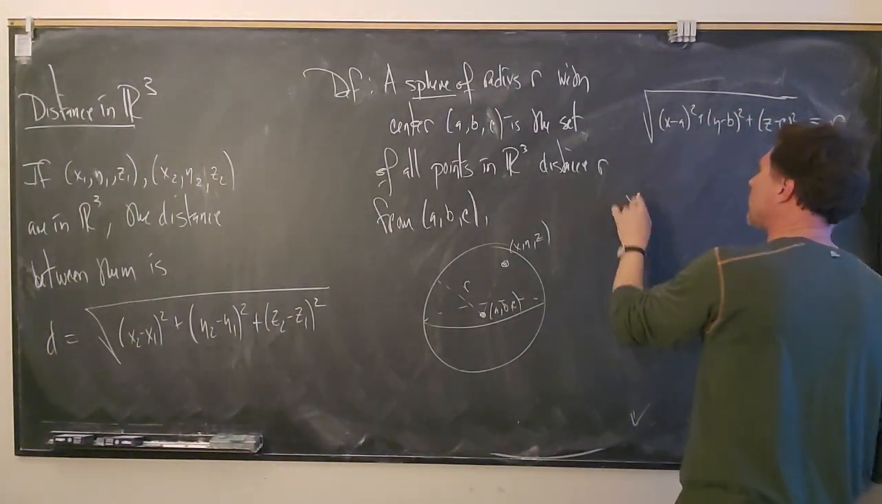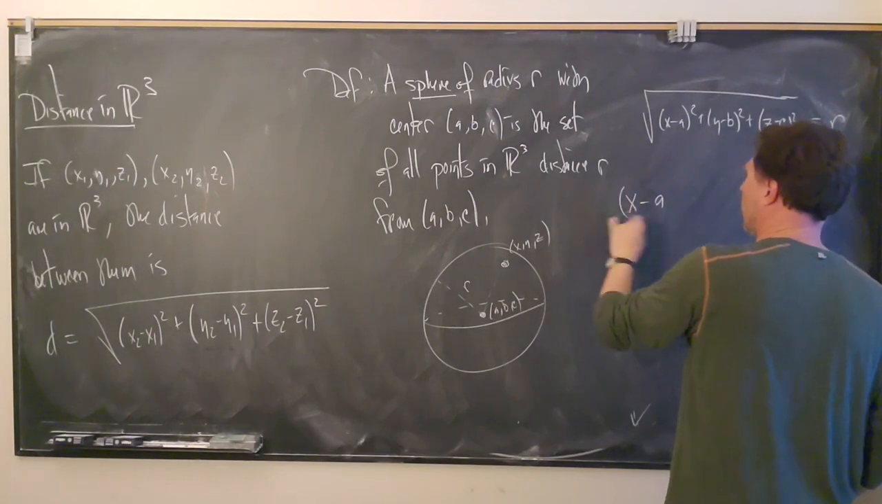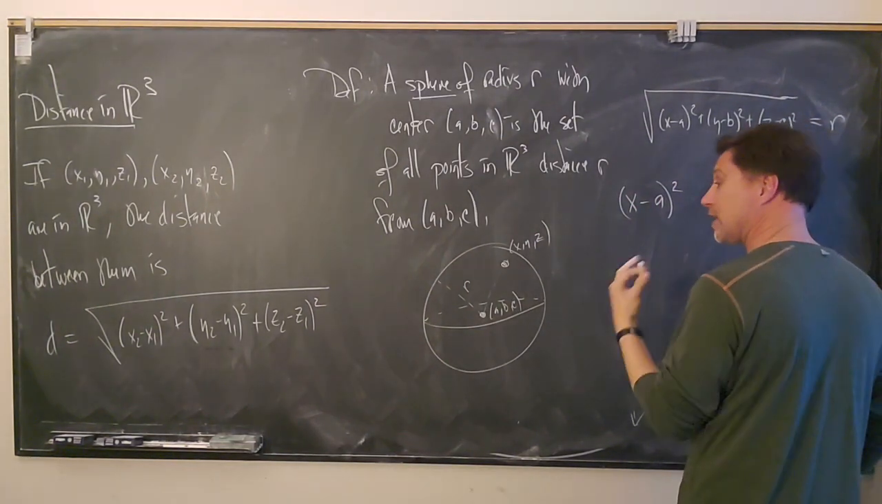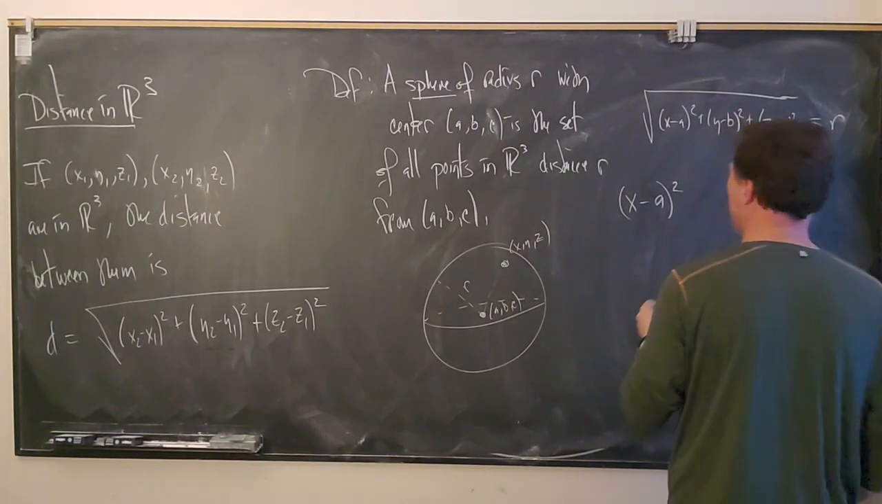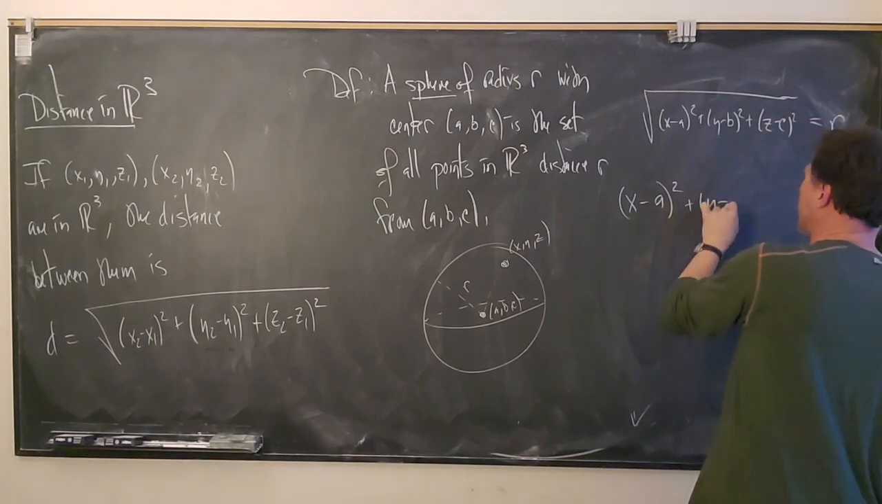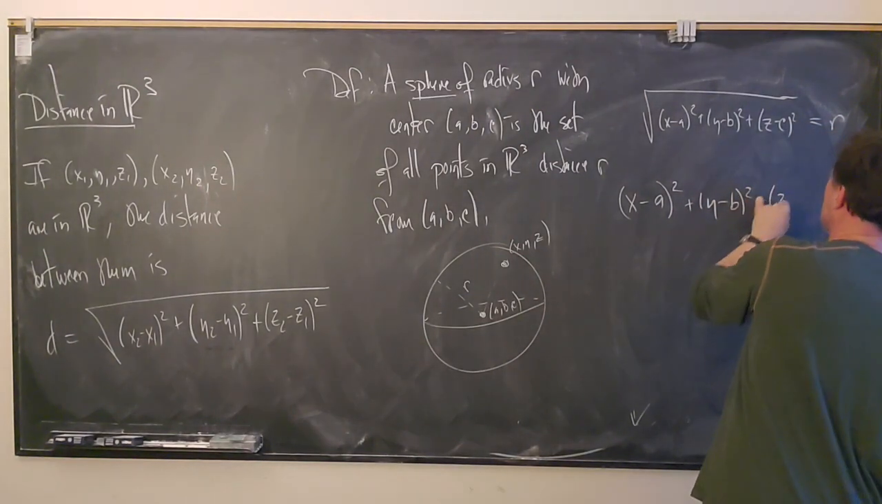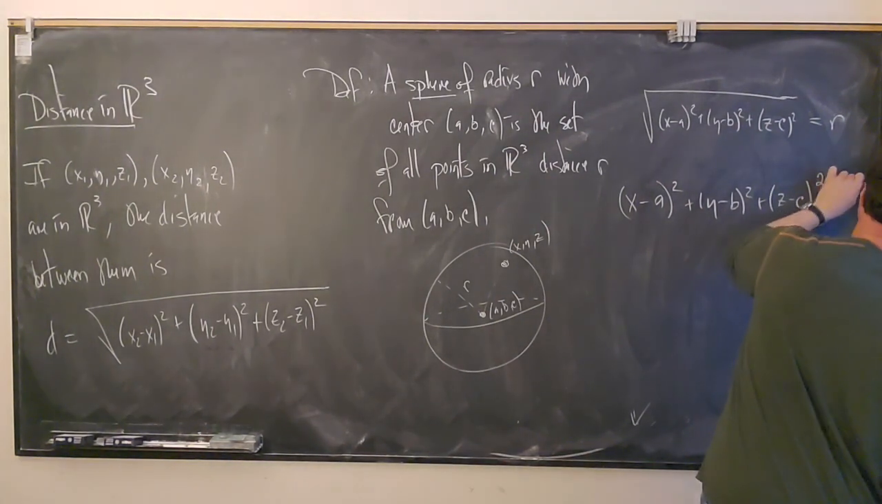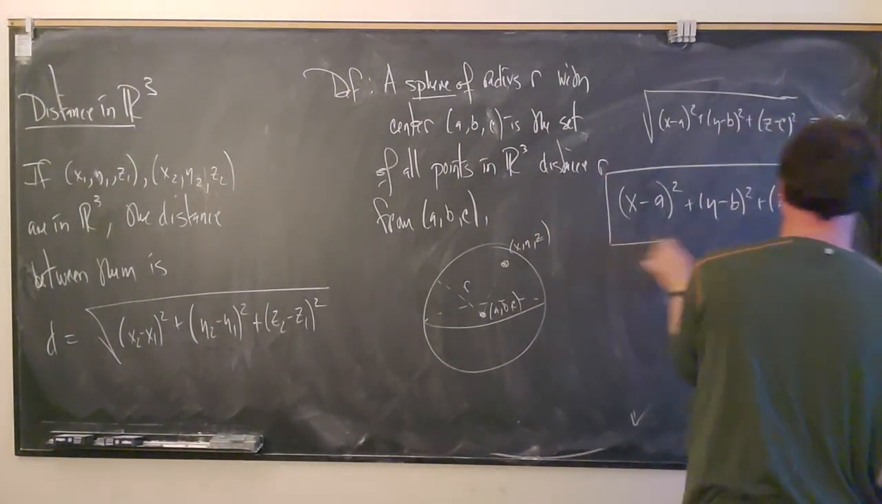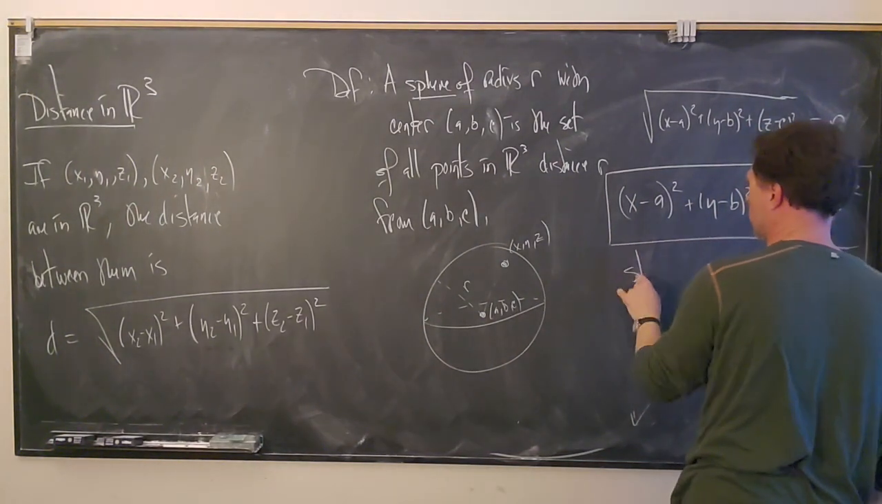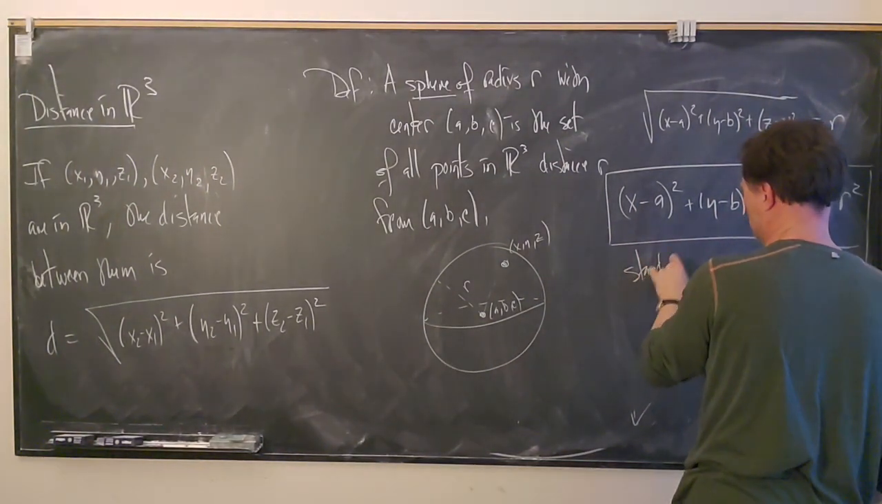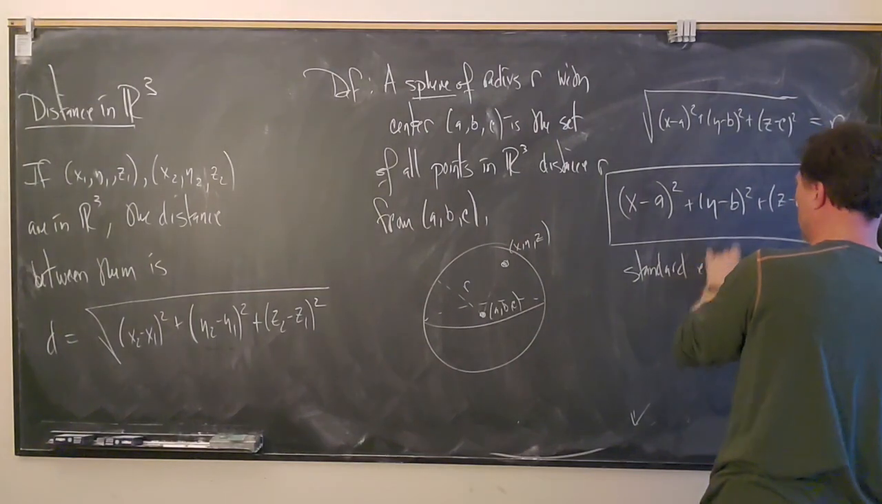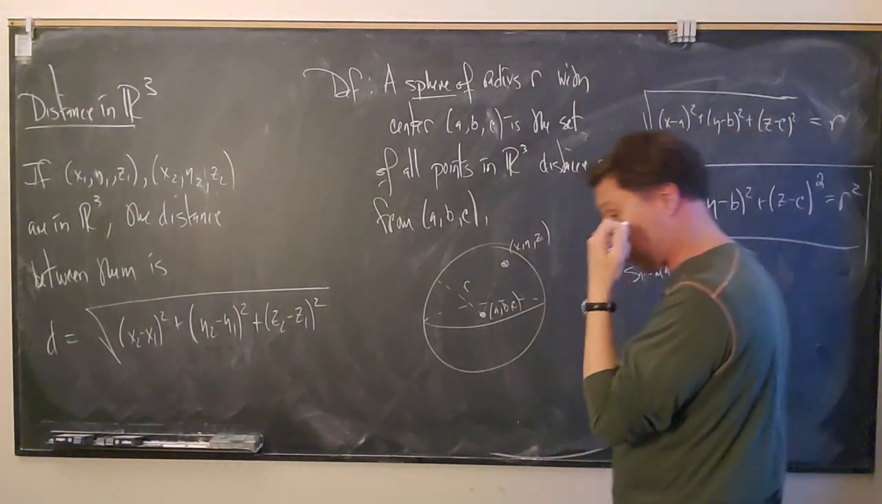And so the standard equation of the sphere centered at (a, b, c) with radius r is (x minus a) squared plus (y minus b) squared plus (z minus c) squared equals r squared. So there is the standard equation of a sphere.